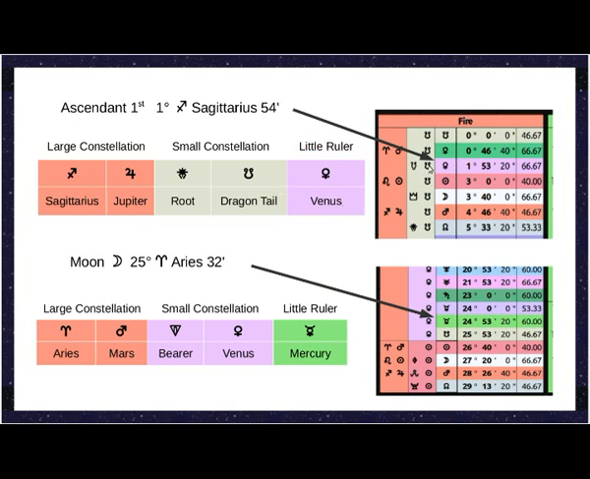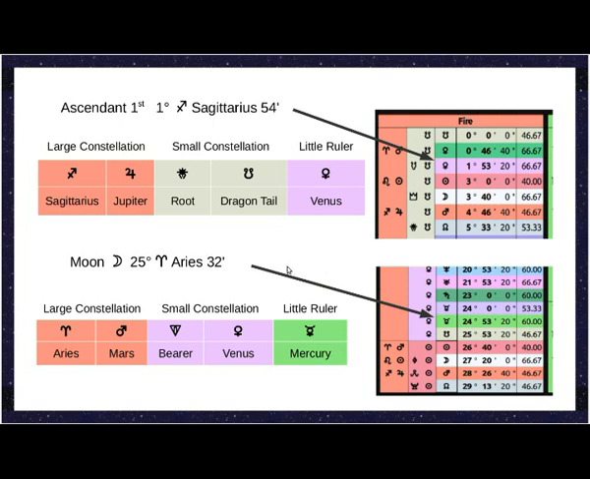Now, this also falls within this small constellation here. This is in the constellation of the Root, which is ruled by the dragon tail. So 1 degree Sagittarius 54 falls within the Root small constellation ruled by the dragon tail. It is also within the large constellation of Sagittarius ruled by Jupiter. So the 3 planetary rulers of 1 degree Sagittarius 54 are Jupiter, Dragon Tail, and Venus.